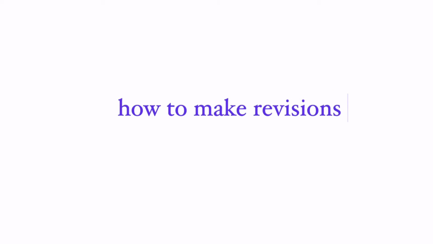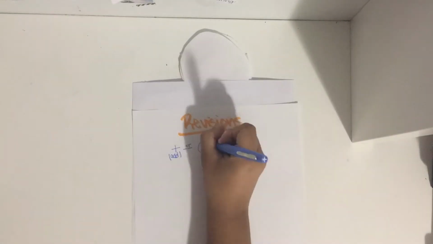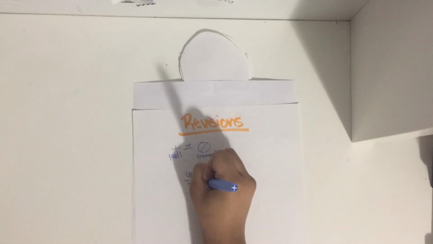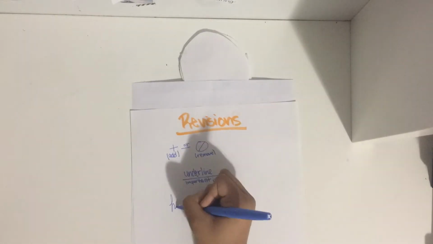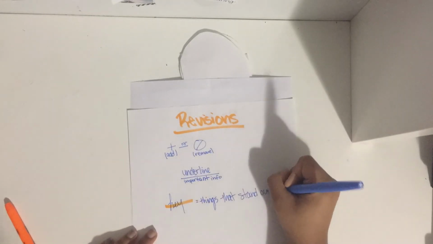So after you finish making your notes, you need to learn how to make revisions. Revisions is looking over your notes and making them more condensed but thorough. You want to add or remove information. You also want to underline information that's important or highlight. They kind of go equal. You can do one or the other, or you can do both.